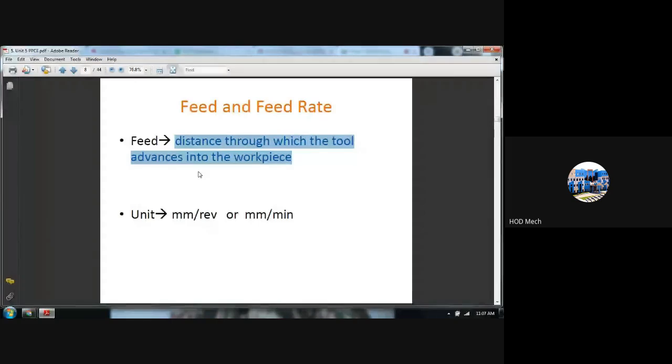You have a material and you are trying to move the tool towards the workpiece. The speed at which you give movement to the tool towards the workpiece is called the feed rate. It is usually measured in terms of distance per revolution. When you are standing before a lathe, the tool will be moved in a linear direction, so it is measured as mm per revolution, or it is measured in mm per minute.